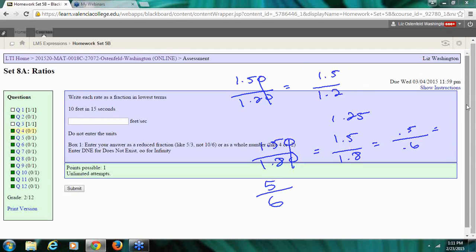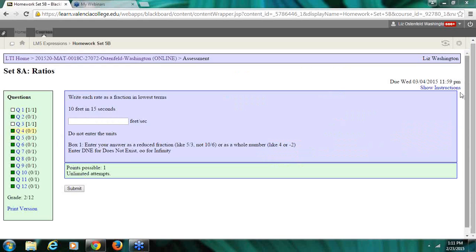All right, so what you see here is what we call rates, and rates are still ratios. It's just rates mean there are 2 different units involved. With the ratios, we were pretty much comparing the same exact thing.